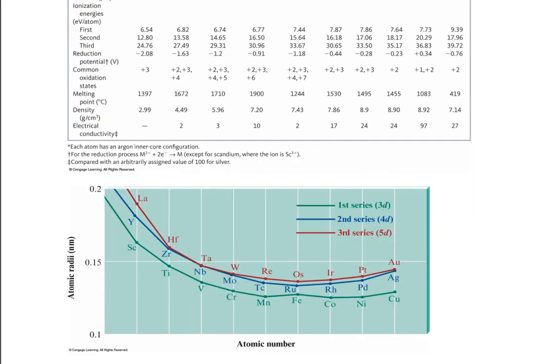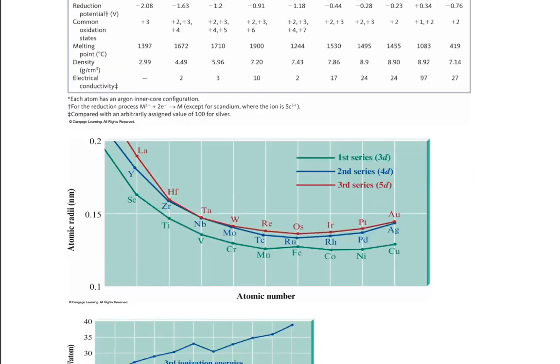So next we have the atomic radius versus atomic number. We see the green data is for the 3D row. The blue and the red data are for the 4D and 5D rows. What I want you to notice is the size does, across a row, somewhat steadily decrease. And the 3D are smaller because they have their outermost shell being 3 instead of larger.